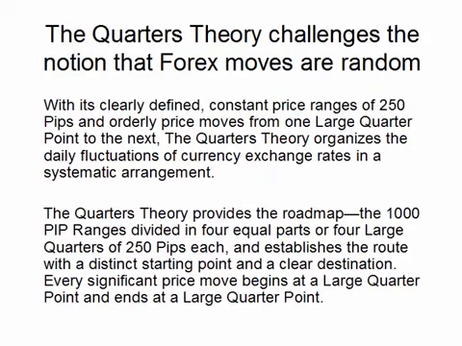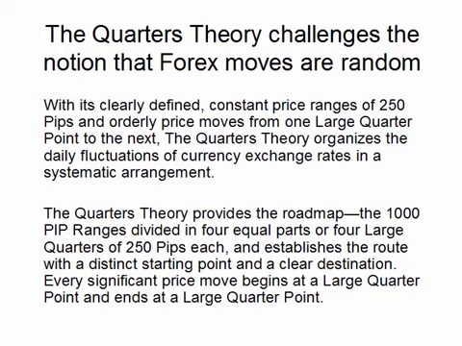The quarters theory challenges the notion that forex moves are random. Within its clearly defined, consistent price ranges of 250 pips and orderly price moves from one quarter point to the next, the quarters theory organizes the daily fluctuations of currency exchange rates in a systematic arrangement. The quarters theory provides the roadmap.